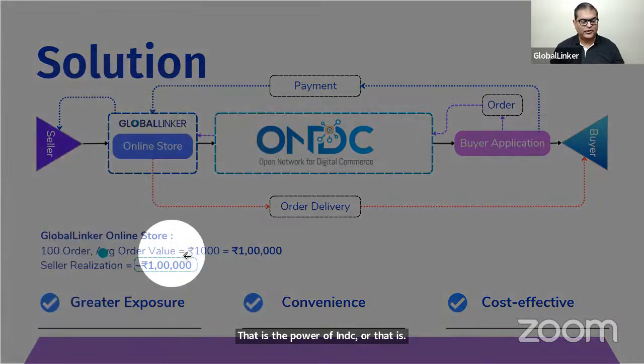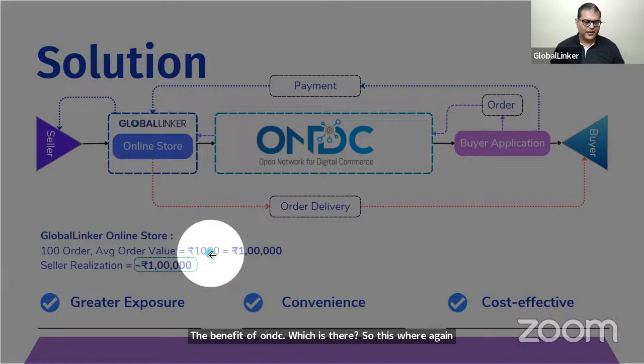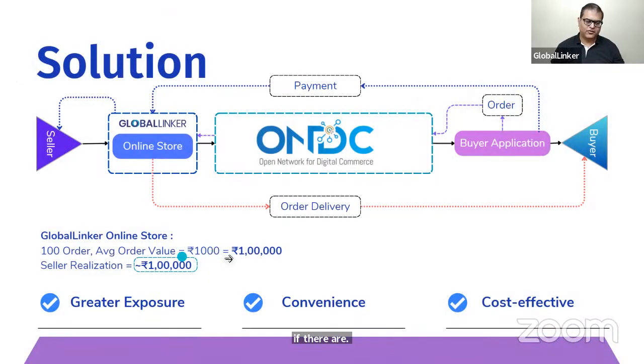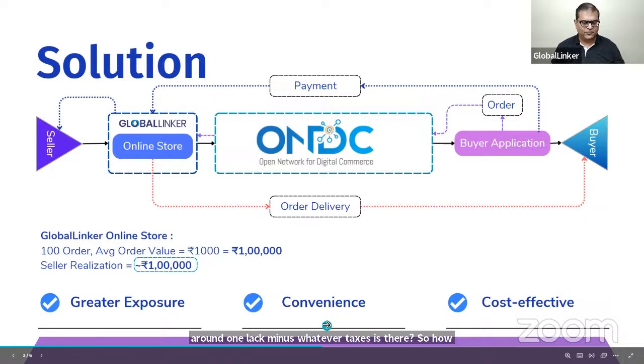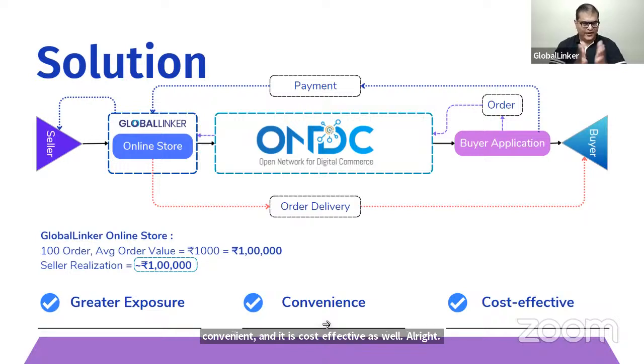Again, I've tried to explain it through a calculation. If there are 100 orders, and the average order value is 1,000 rupees, that is 100,000 or 1 lakh rupees, and your realization will be around 1 lakh minus whatever taxes are there. So ONDC gives you great exposure, it is convenient, and it is cost effective as well. All right, so that is about ONDC. In my explanation, I've tried to cover most of the common questions, like what is the payment settlement time, etc. But if there is anything which I haven't covered, then you can ask that question as well.